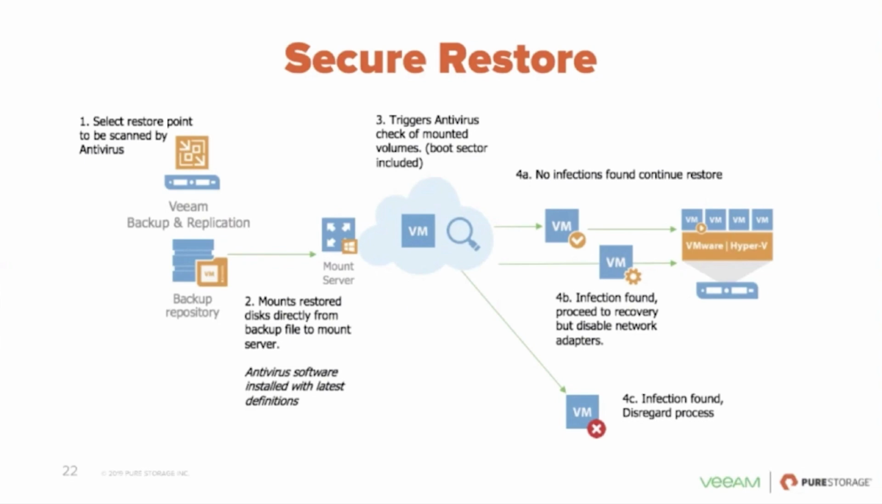And if it finds an infection, you can choose what to do with that restore, right? You can scrap the restore altogether, or you can restore it and keep the network adapters disabled so you don't infect any other applications or any other virtual machines within your environment. And then you can go in there and manually remove the threat or manually scan and quarantine any other potential threats on that virtual machine. Next slide, please, David.